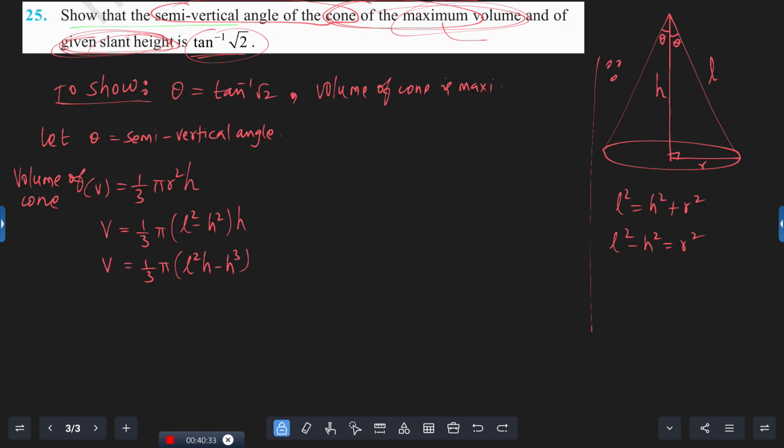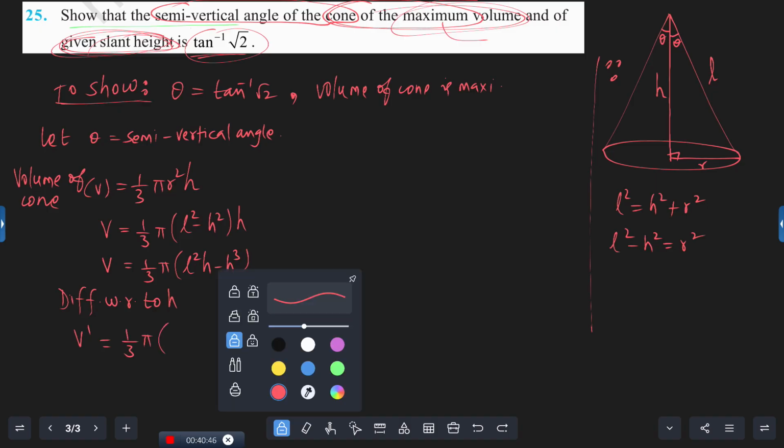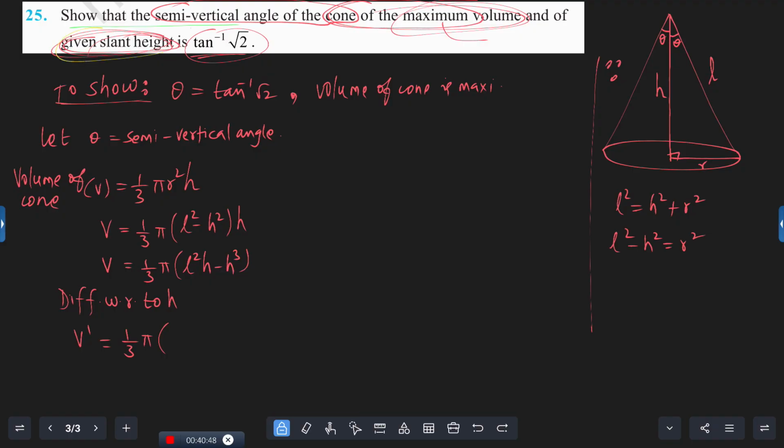This is my V. Now differentiate with respect to H. So V dash is equal to 1 by 3 pi. L square is a constant, because the slant height is given. Whatever is mentioned as given, you have to take as a constant. So that L square is constant.